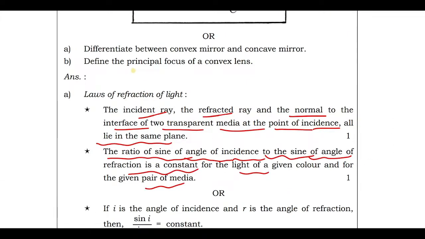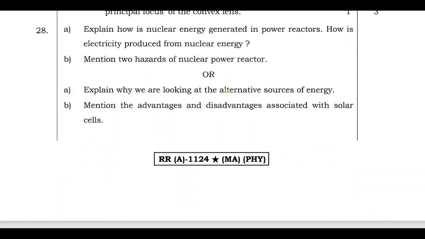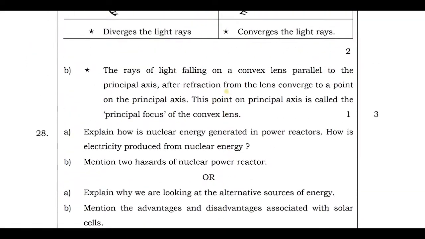Next, define the principal focus of a convex lens. Principal focus: the rays of light falling on a convex lens parallel to the principal axis, after refraction, all converge to a point. This point is called as what? This point on the principal axis is called the principal focus.